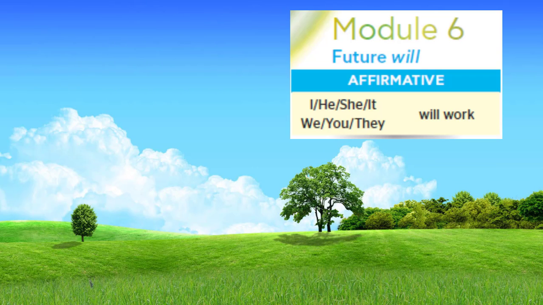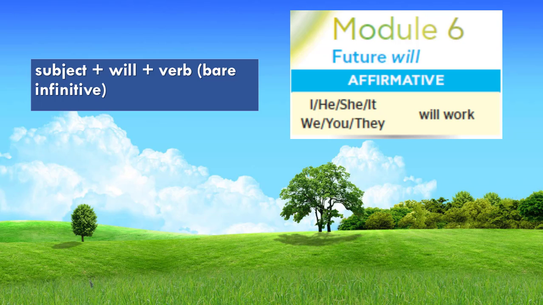Now let's talk more about the formation of future will. We use the subject followed by will and then the verb in the bare infinitive to express the affirmative sentence. For example, I will work. He, she, it will work. As you can see, will doesn't change regardless of the pronoun used.